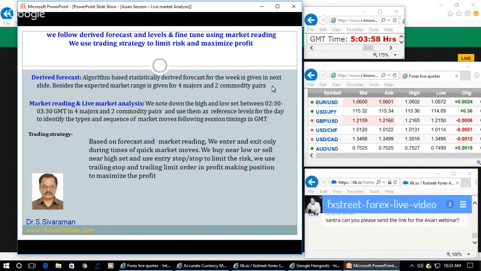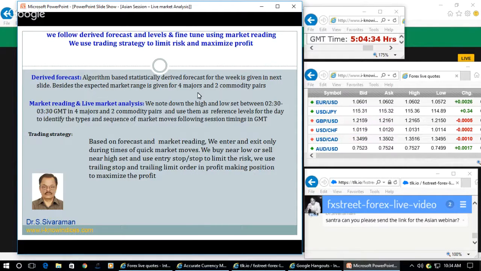The forecast can be derived using technicals or fundamentals, but I'm using a unique scientific algorithm with which I am trying to give the forecast for the entire week. If you use the chart or fundamental analysis, you will be able to derive the forecast arithmetically for a shorter duration, or based on fundamentals for a longer duration. But we will not be able to find out exactly which way the players intend to make the moves in the market.